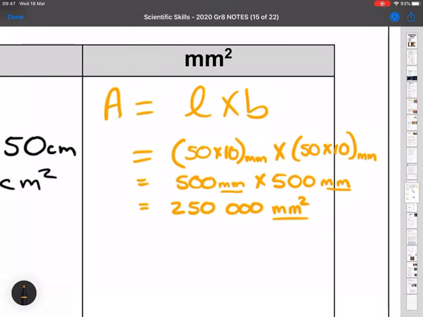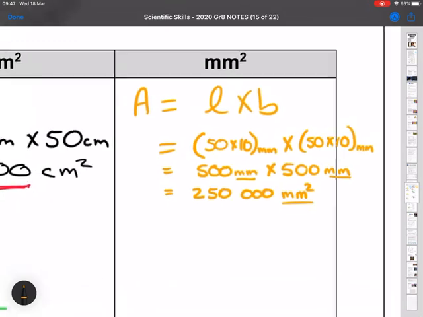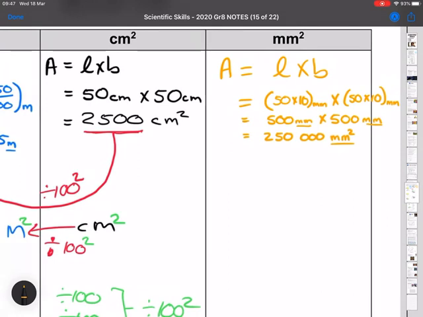Now, if I asked you when you were in grade 7 to convert millimeters to centimeters, I'm sure you would have just divided by 10. And that would be right, to convert a millimeter to a centimeter. But if you're wanting to convert millimeters squared to centimeters squared, you have to divide by 10 twice. If you're going from centimeters squared to millimeters squared, you would have to multiply by 10 because you're going from a big unit to a small unit. You'd have to multiply by 10 twice. So let me write that down for you. I'm sorry if I'm confusing you there.